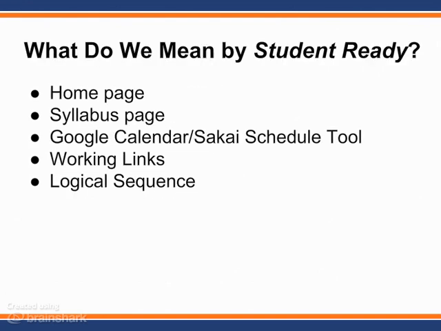So what do we mean by student ready? Well, you're preparing this course to be student facing in June, so we're going to review it in the main office as if we are your students. So here are the areas you're preparing: the home page, the syllabus page, the Google Calendar Sakai schedule tool, making sure there are working links, and also a logical sequence.